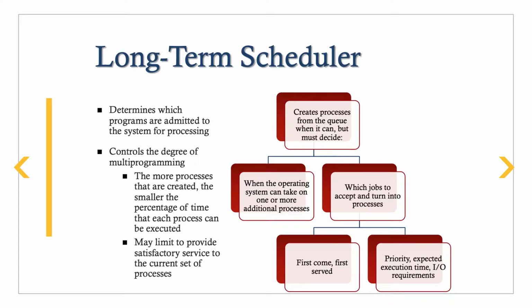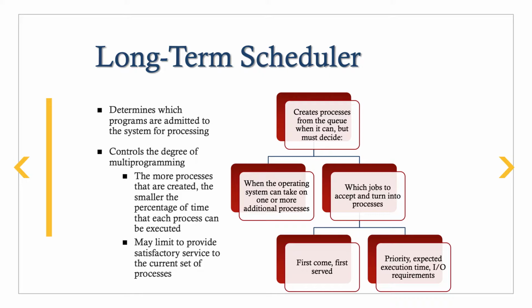So our long-term scheduler determines which programs are going to be admitted to the system for processing, right? We can have a bunch of processes in the new state that have not been moved into either the ready suspend or ready state yet, and it's the long-term scheduler that decides when one of those processes gets moved into the queue of processes that might actually start running. This controls the degree of multiprogramming. The more processes we create, the smaller percentage of time that each process can be executed.